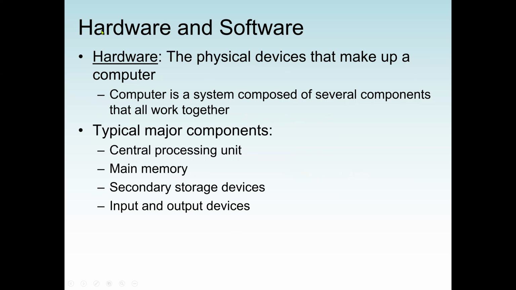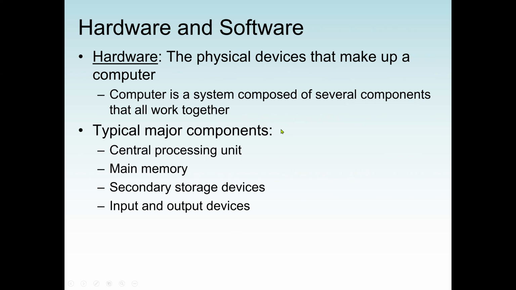So next we go to hardware and software. As we said, a computer system consists of hardware and software. The two must work together. The hardware is the physical components such as the memory, the CPU, the monitor, etc. The software is the instructions that we are going to store in a computer storage device, such as the hard drive. So first we start with the hardware. The hardware, again, is the physical devices that make up a computer. A computer is a system composed of several components, and all the components must work together.